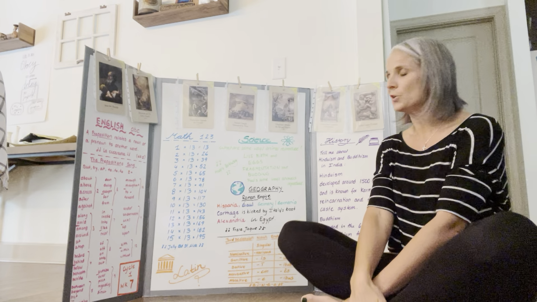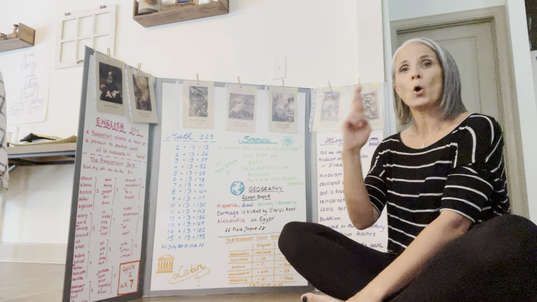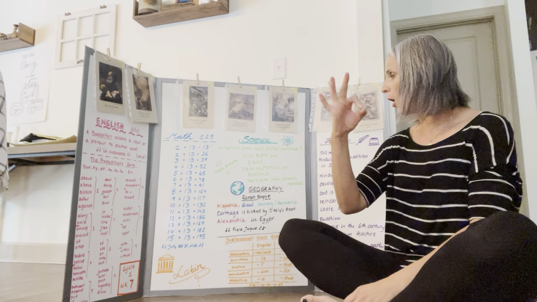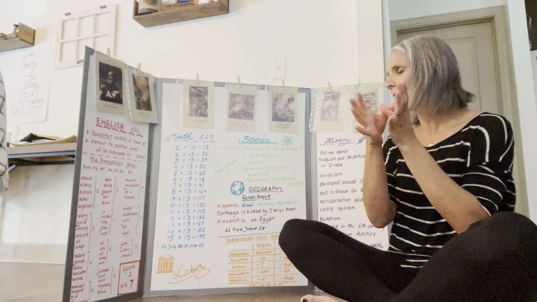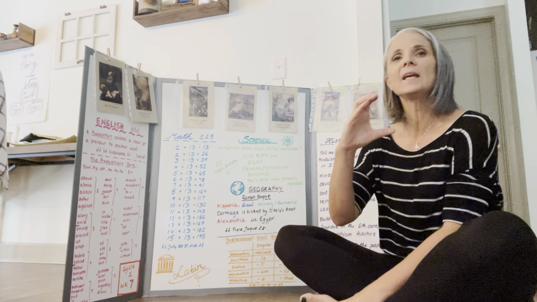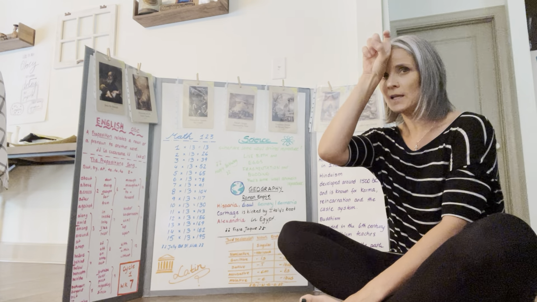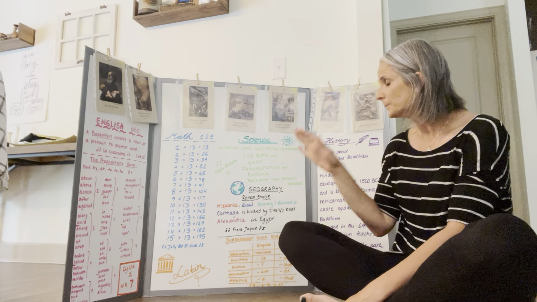And all this goes to the melody of Frere Jacques. It goes like this. Roman Empire, Hispania, Gaul, Germany, Germania. Carthage is kicked by Italy's boot, Alexandria in Egypt. Okay, that was it for geography.